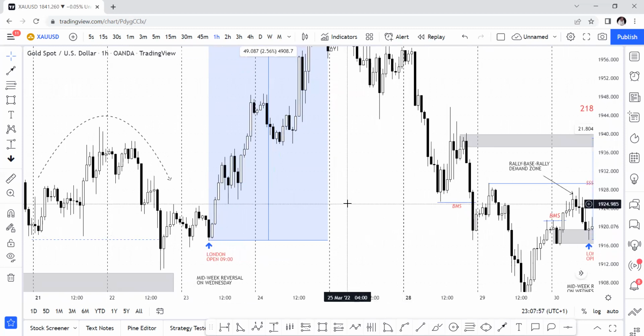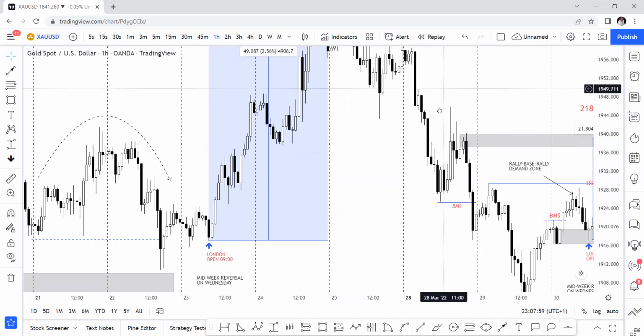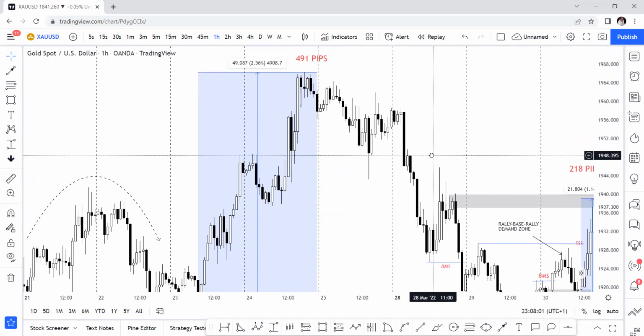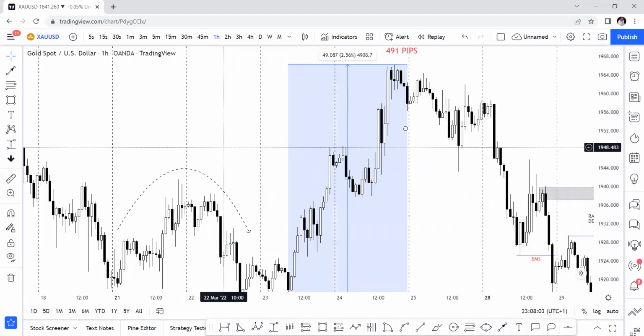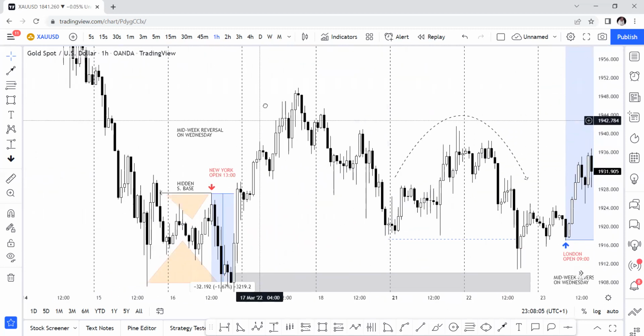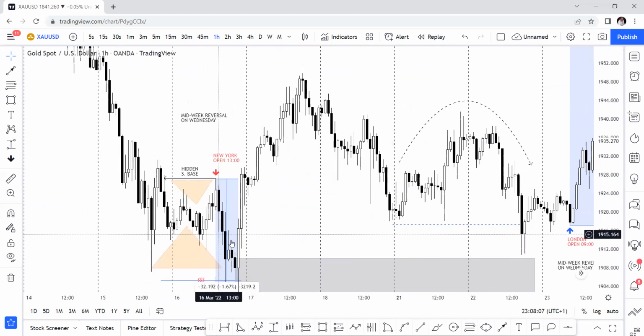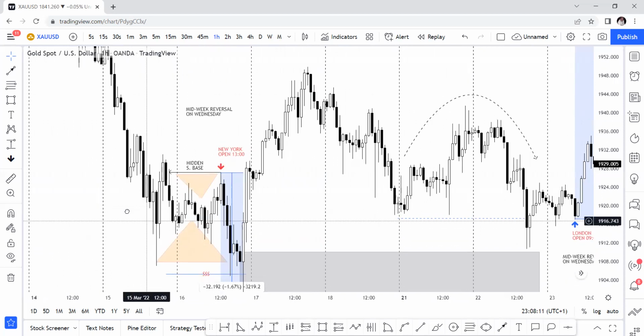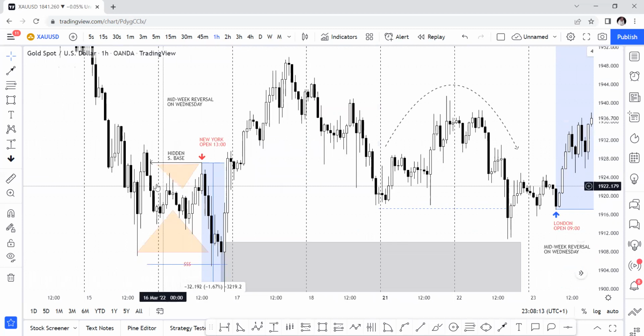Because we had a stop hunt on Tuesday. Yeah, so it gave us almost about 491 pips there. 491 pips. So this was on 16th of March. 16th of March, we have a range.